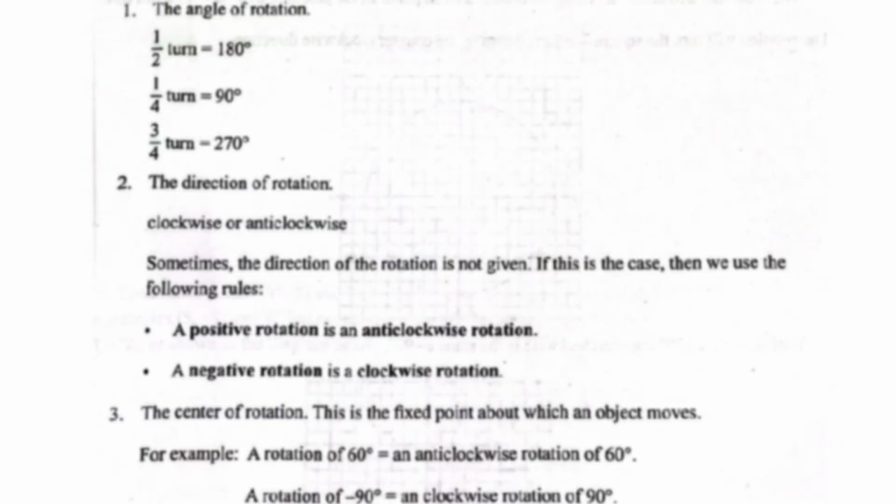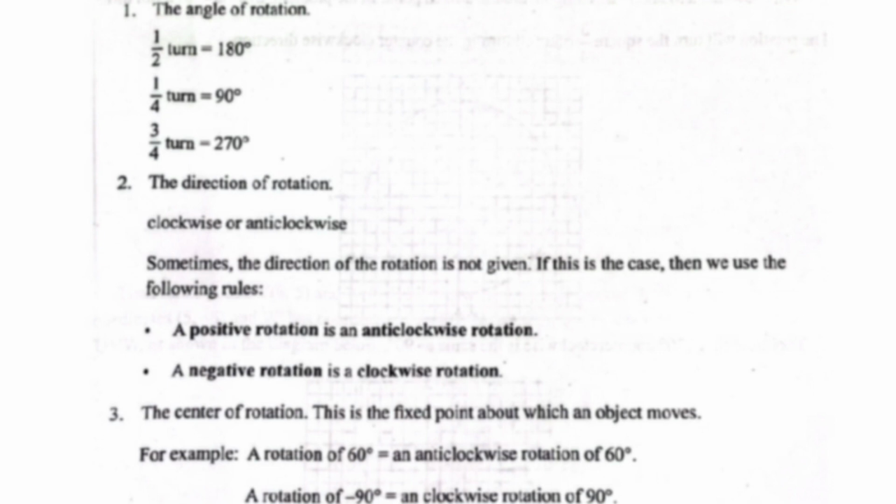To describe a rotation, we need to know three things. The first one is the angle of rotation. When we say 1/2 turn, it is equal to 180 degrees. When we say 1/4 turn, it is equal to 90 degrees. When we say 3/4 turns, it is equal to 270 degrees.